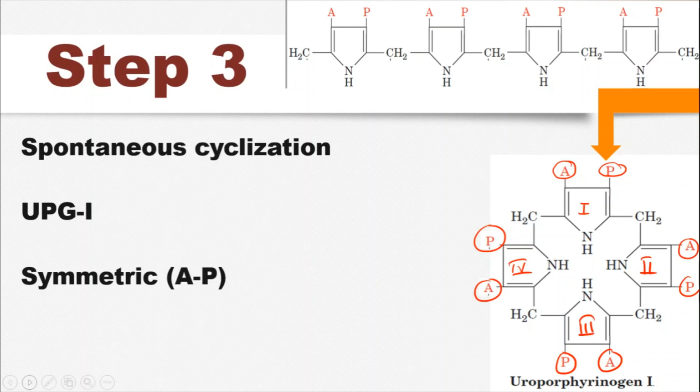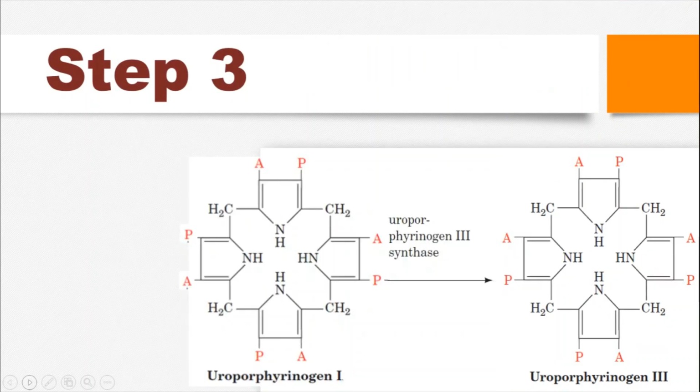But here in this reaction there is another player, another enzyme along with the HMB synthase. Just now I told you that in the third step the first enzyme was HMB synthase, and this cyclization is non-enzymatic. So UPG1 is formed without any enzyme. But after formation of UPG1, there is another enzyme which is inbuilt with this HMB synthase, named uroporphyrinogen 3 synthase. So it converts the UPG1 into UPG3.